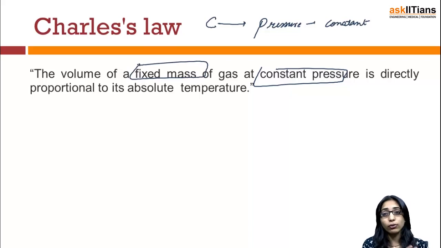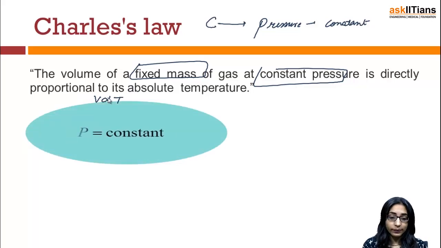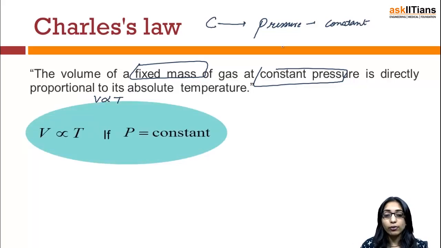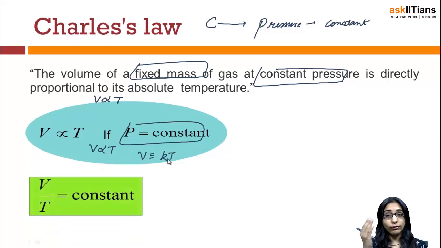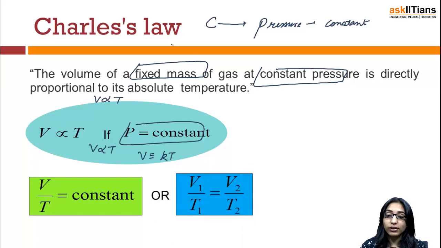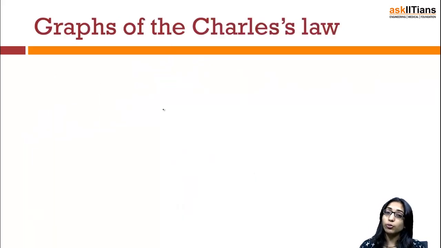The way we did in Boyle's law, the similar way we can move over to Charles' law. So it says that the volume is directly proportional to its absolute temperature T. So if P is constant, V will be directly proportional to T. Removing the proportionality sign, you can write V is equal to K times T. Or if you take T on the left hand side, V by T is constant. So V1 by T1 will be equal to V2 by T2.